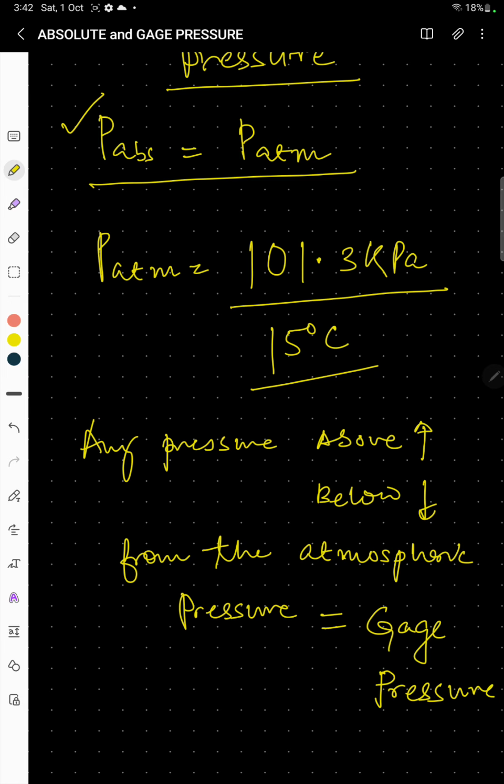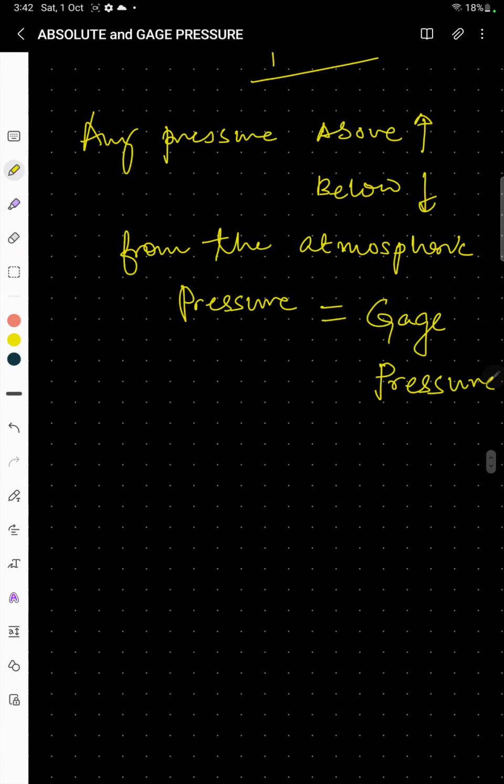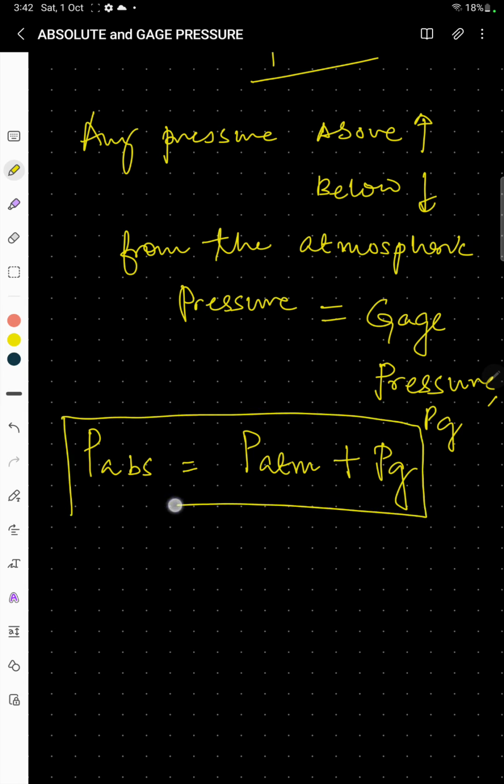Now if we want to write it in the form of an equation, P absolute will be P atm plus P gauge. For the gauge pressure we are using the term Pg. Using this equation, considering that P atmospheric is your standard atmospheric pressure, whatever pressure you measure above it will be P gauge.